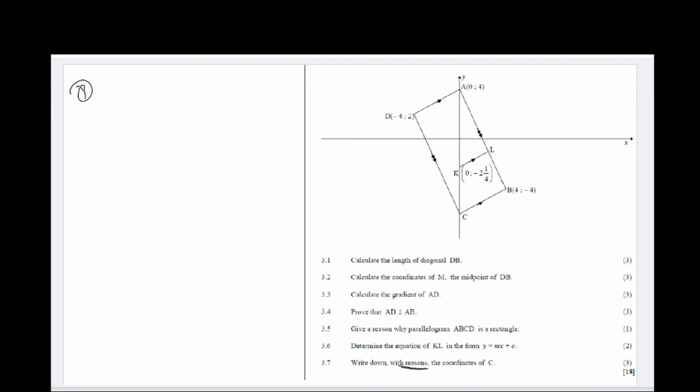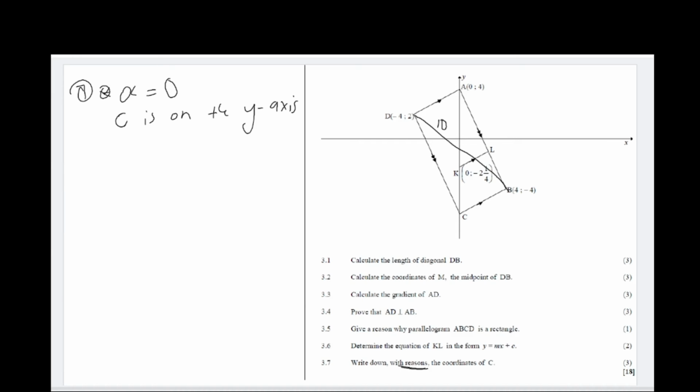With reasons. The first thing you can say is x is equal to 0, and your reason is because C is on the y-axis. That is one of the reasons. And we found the distance of DB, which was 10.